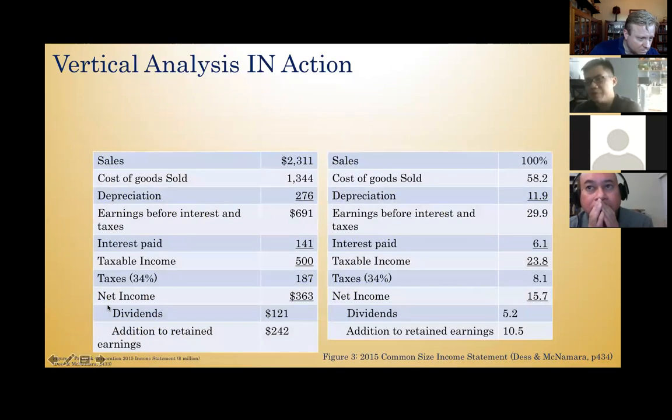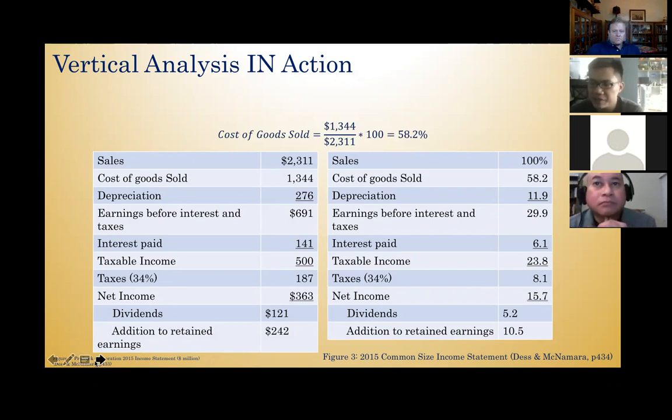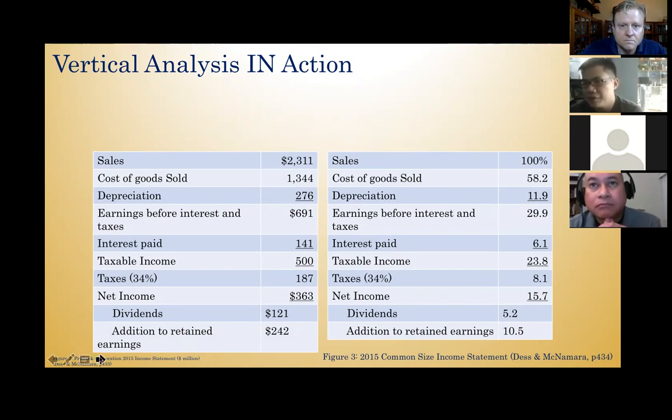So at the very top, you see sales. Sales is 100%, so everything's going to be listed in terms of sales. If you hit the next thing, it should go through the calculation. So cost of goods, this is represented in millions, so 1344 over 2311, which is sales, times 100 gives you 58.2%. And if you click through, you can see all the different metrics measured in terms of sales.